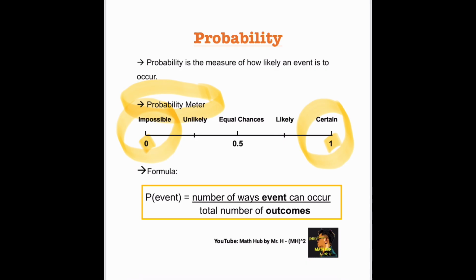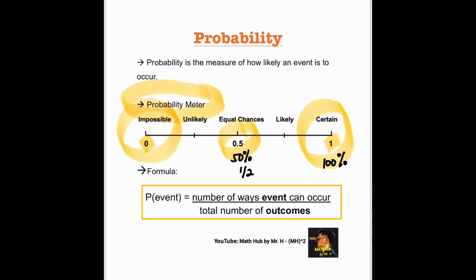0% up to 100%. So basically, probability can be expressed as decimals, fractions, or in percent. So 1 is going to be 100%. And in between, you have unlikely, you have equal chances. So this is 50-50. So 50%, we can say 1/2. And we also have here likely.